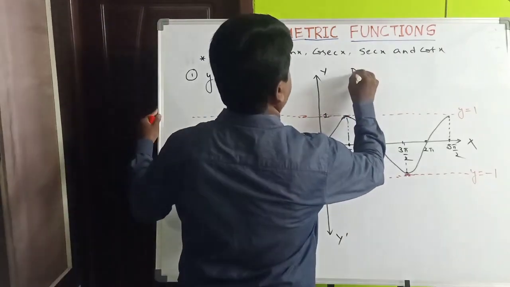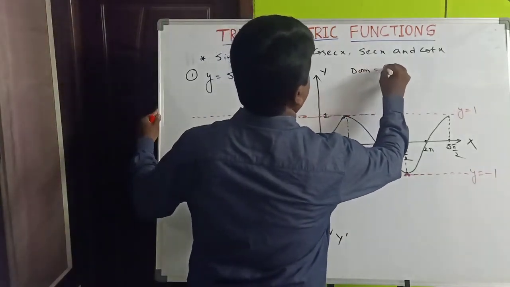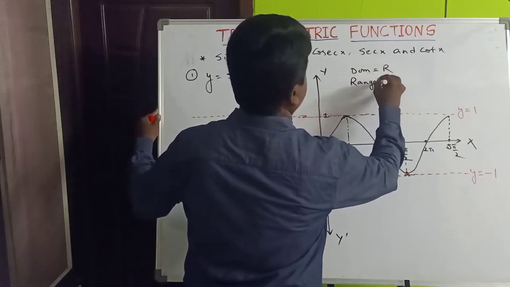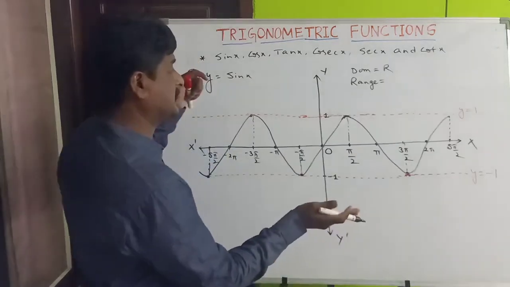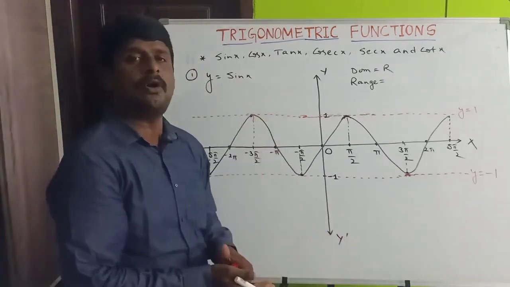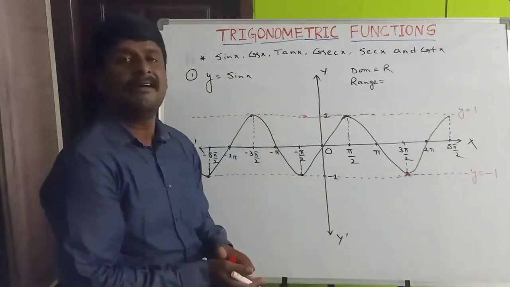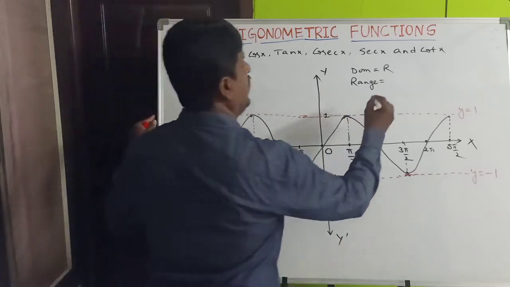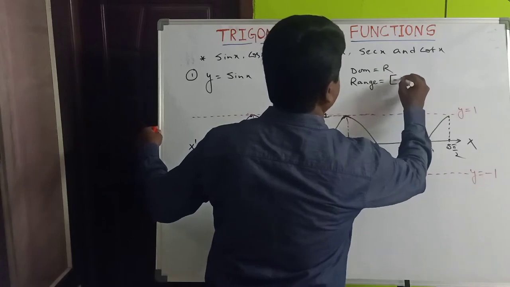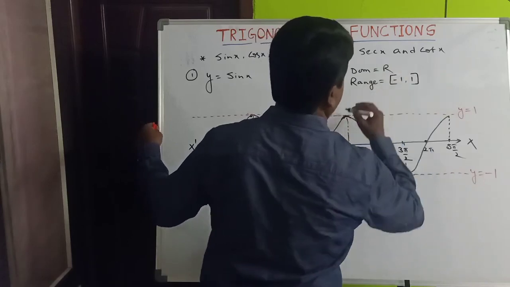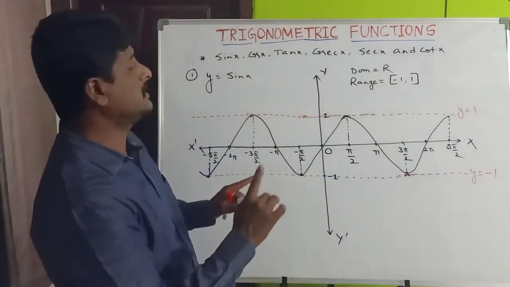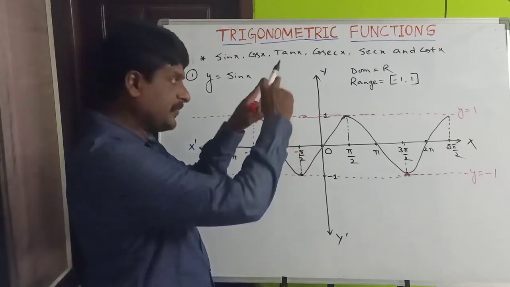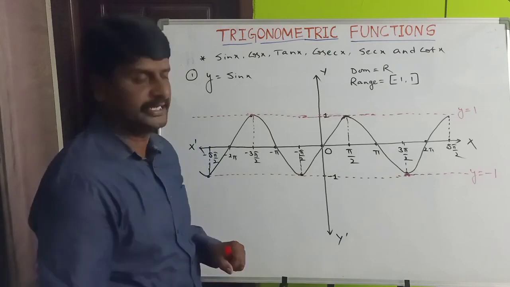Its domain is capital R. What about the range of sin x? The range of sin x means the graph of sin x always lies from minus 1 to plus 1 only. So that's why the range of sin x is the closed interval minus 1 comma plus 1, because it touches the lines y equals minus 1 and y equals 1. That's why I considered the closed interval.